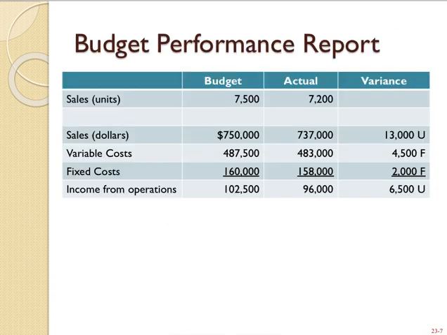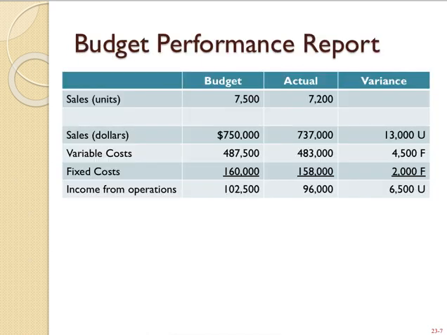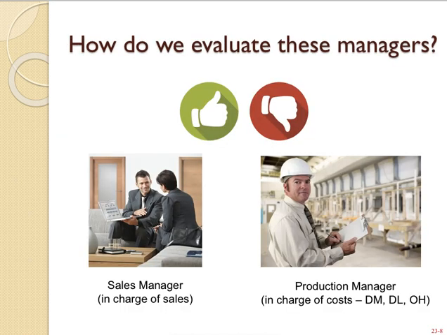Okay, so going back to our performance report, we see that sales were unfavorable, but our variable costs were favorable and our fixed costs were favorable. So now, looking at those differences, we need to take action and do something about it. We need to talk to those managers, right?